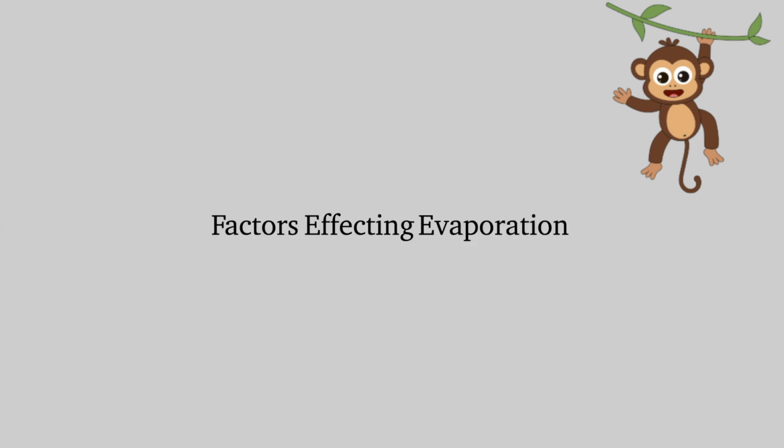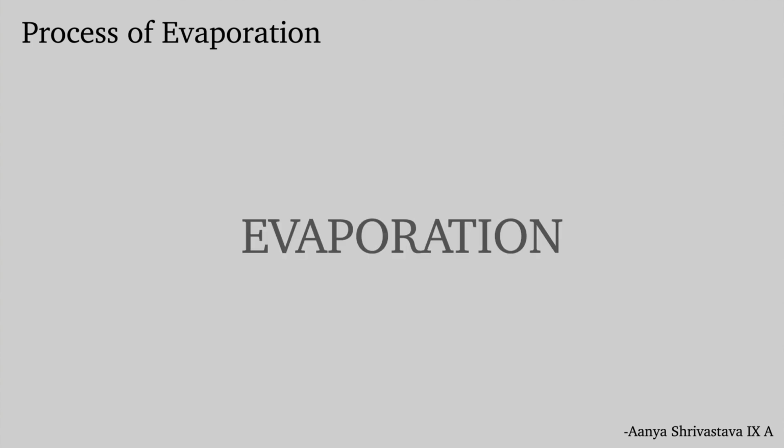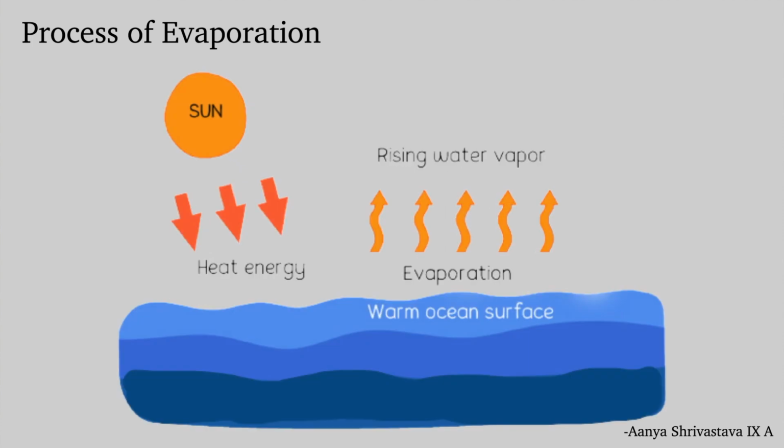Today we're going to do the topic factors affecting evaporation. Before we move on to our main topic, let's first understand what exactly evaporation means. Right now you have an image on your screen, and this shows you the clear-cut basic concept of evaporation. Evaporation is the process of the conversion of a liquid into gas due to the increase in temperature, and this phenomenon has the best example, that is of the sun and the ocean.